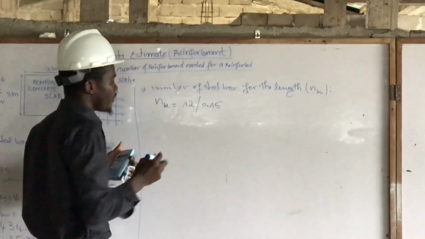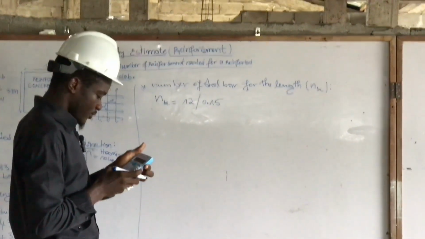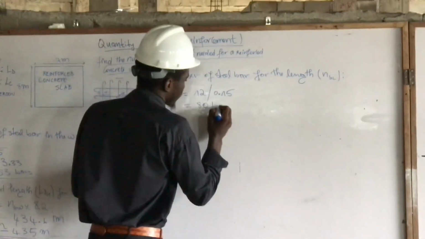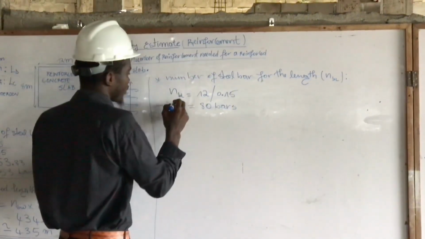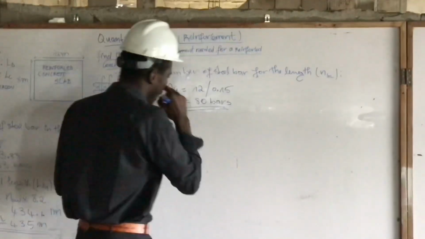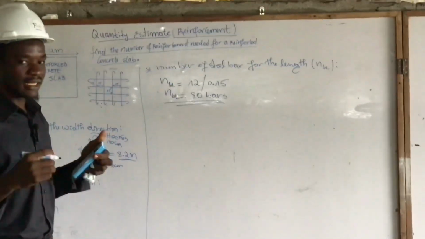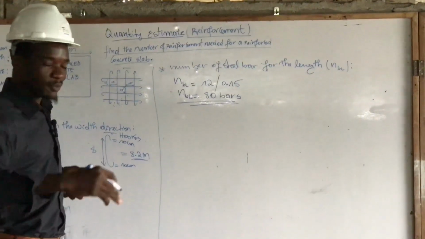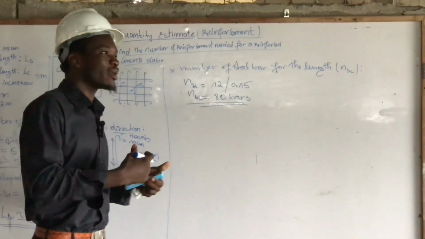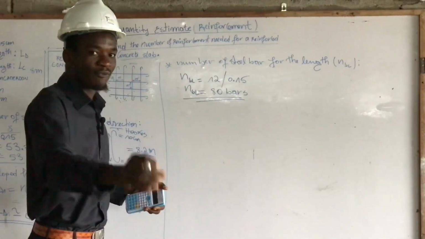By 0.15, it will give us the number of steel bar needed for the length. That's 80 bar. So the number of steel bar needed for the length is equal to 80. After this, now we found the developed length LD2 for the length. The developed length is a term employed to show the length when you join each of those steel bar for the length.